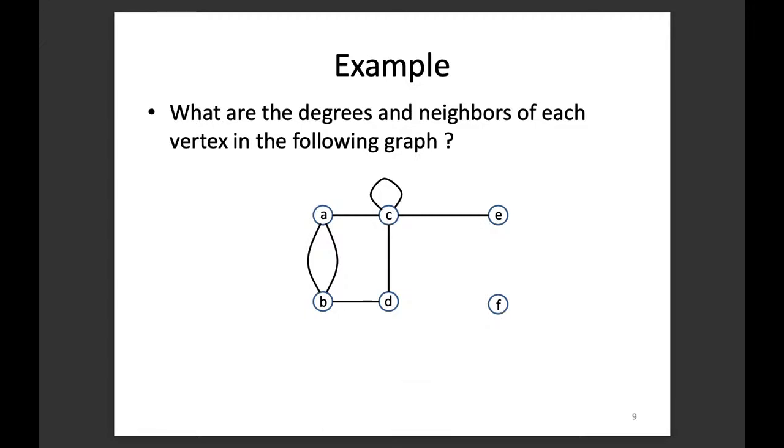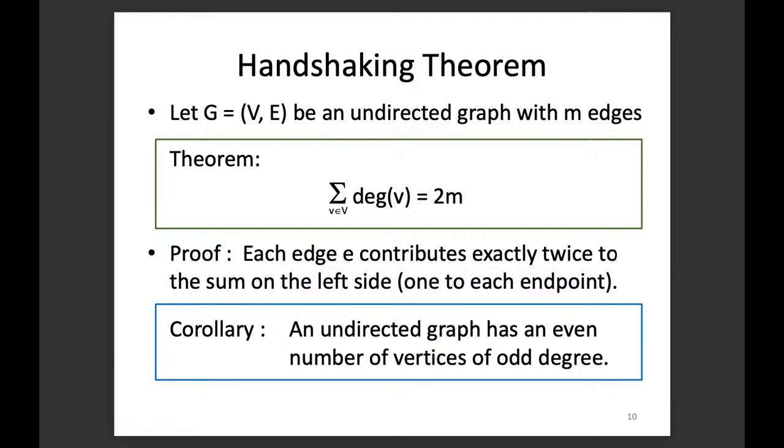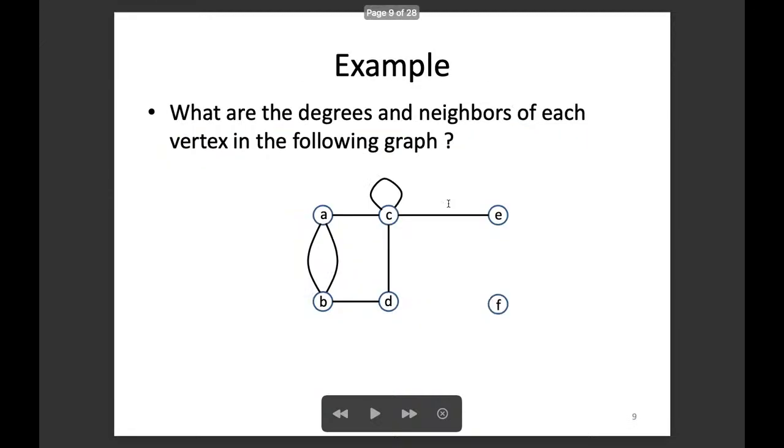Now, there is a famous, important result called the handshaking theorem. It's a very simple result, but it is also important. It says that for an undirected graph with m edges, the summation of the degrees of all the vertices, the total degree, is always equal to 2 times m. So if you look at this example, the degrees are 3, 3, 5, 2, 1, 0. It adds up to 14.